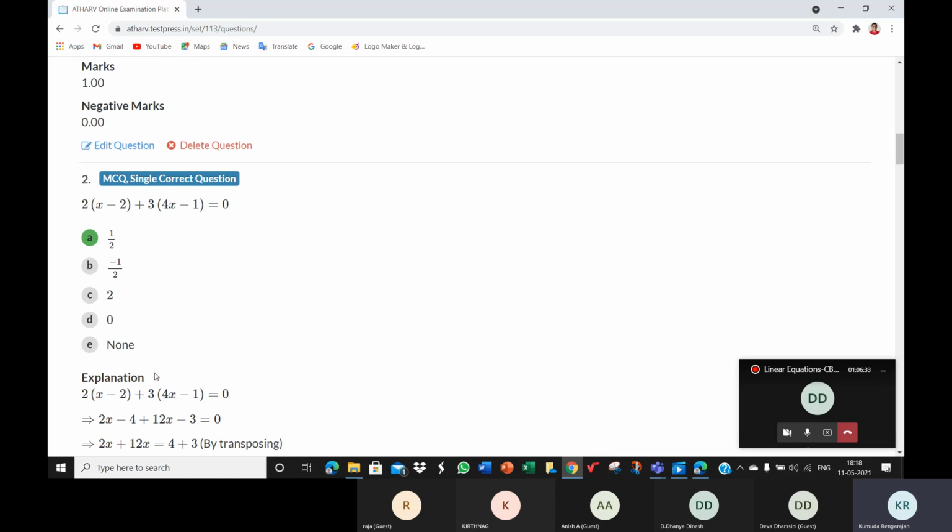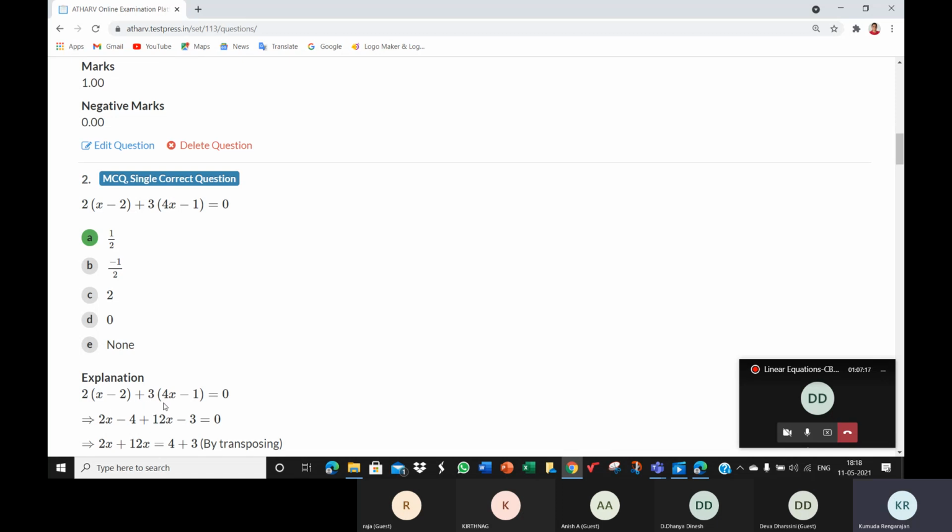Now here, plus 3 into 4x, plus 12x. Plus 3 into minus 1. Plus into minus, minus. 3 into 1, 3. We need to multiply the signs first. Multiply the signs and then multiply the numerals or the literals, the letters or the numbers which you see. Let's do it again. 2 multiplied by x, 2x. Now, the sign before 2 is plus. So plus into minus, minus. 2 into 2, 4.